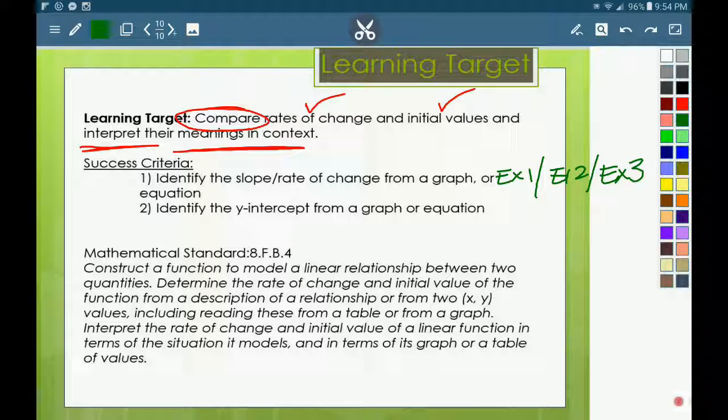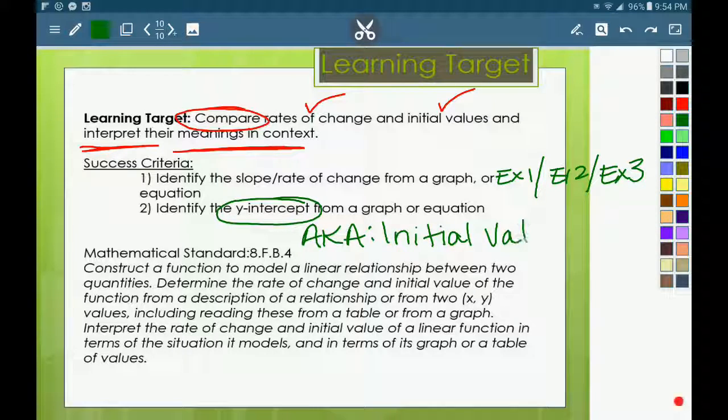And then the majority of our lesson, the idea behind today's lesson, is that we identified the y-intercept, also known as the initial value. Okay, so connect that phrase, initial value, to the y-intercept.